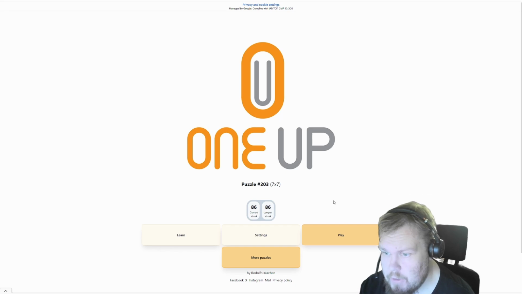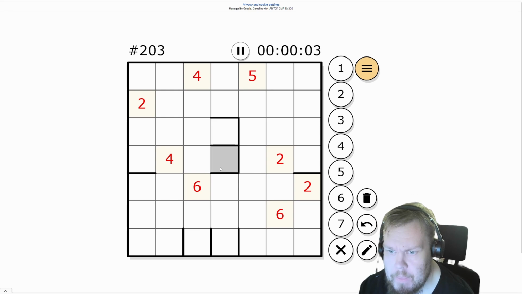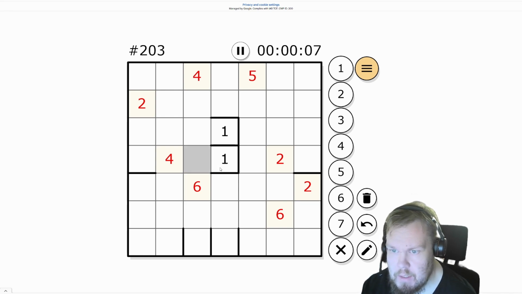Puzzle 2203, 7x7, and it's Wednesday. There's a 3 in the middle. There's some help at least of what it could be, or what to start with.